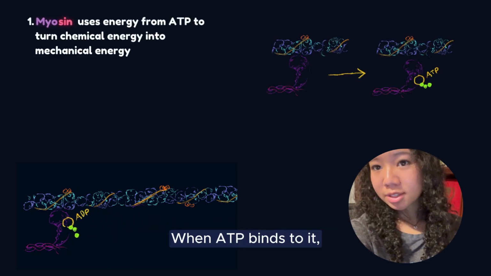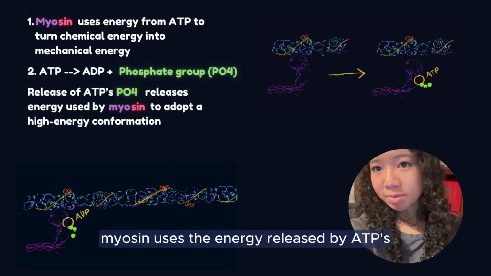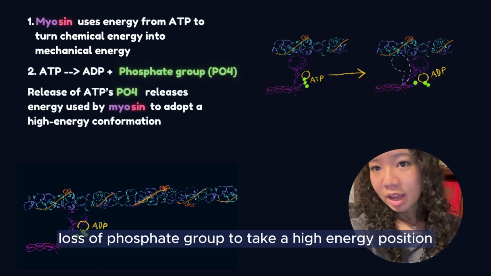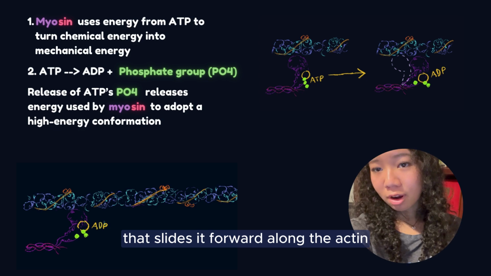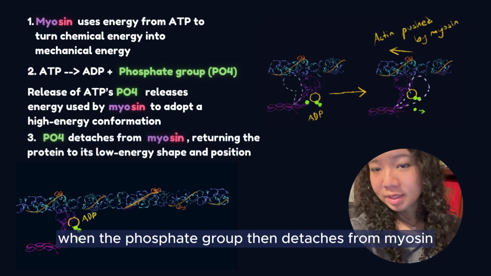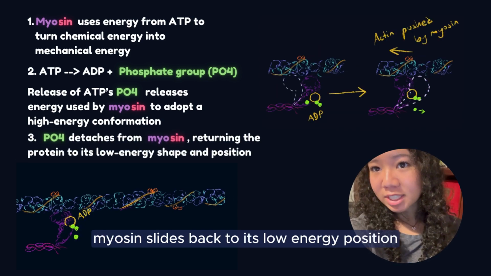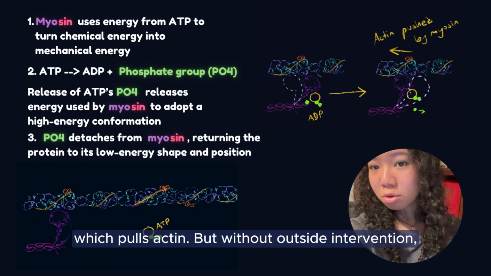When ATP binds to it, myosin uses the energy released by ATP's loss of a phosphate group to take a high-energy position that slides it forward along the actin. When the phosphate group then detaches from myosin, myosin slides back to its low-energy position, which pulls actin.